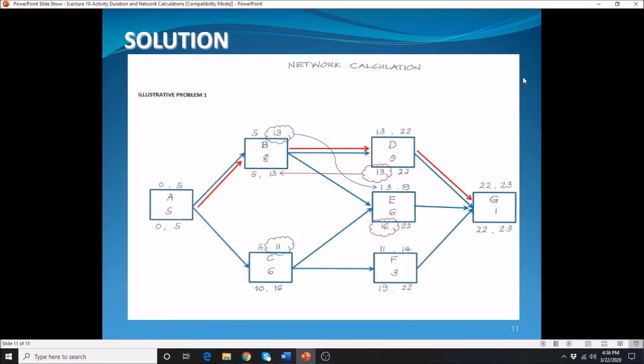So how do we calculate that? Alright, for you to be able to calculate the TF and the FF, you need to use your network diagram. Alright, first, for every activity that is within the critical path, the TF and the FF are zeros. Again, the TF and the FF are zero for all those activities that are in the critical path. That means that your activity A, activity B, activity D, and G have a zero TF and FF.